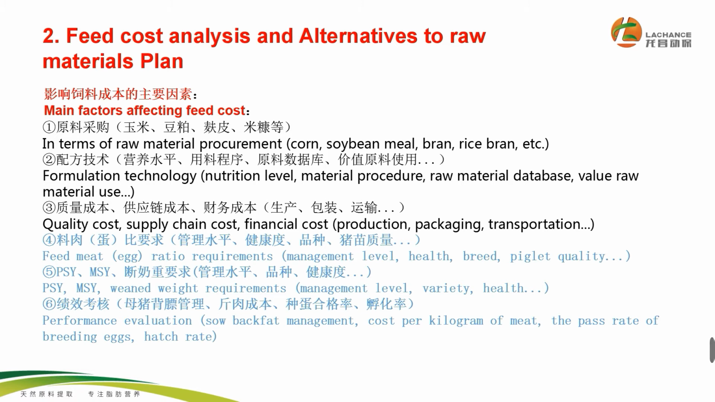The third is the quality cost, supply chain cost, financial cost, production, packing, transportation. The fourth is the feed meat retail requirements, maintenance value, health, breed, piglet quality. The fifth is the PSV, MSV, weight requirement, maintenance level, variety health. The sixth is the performance evaluation.